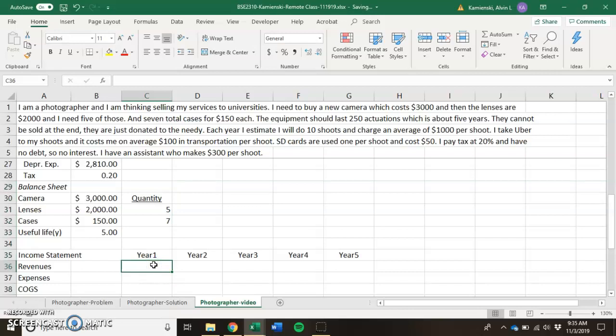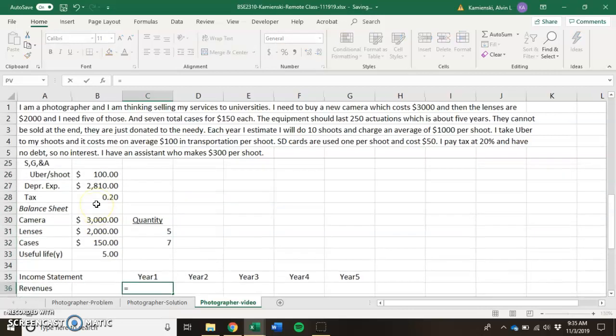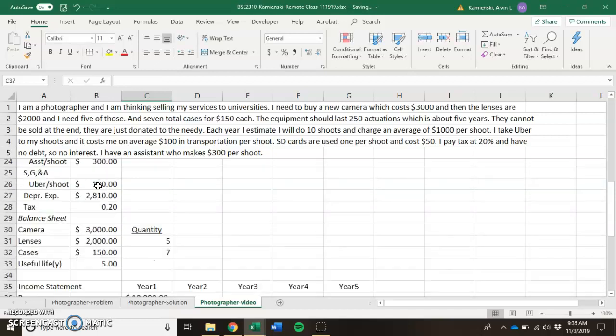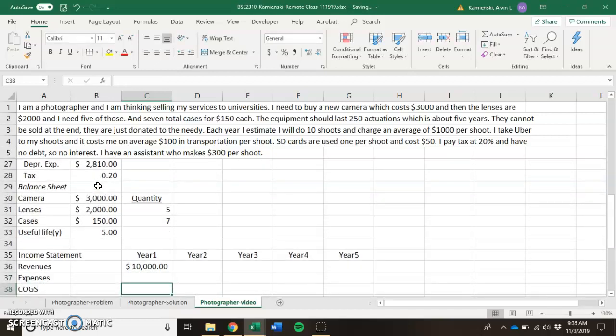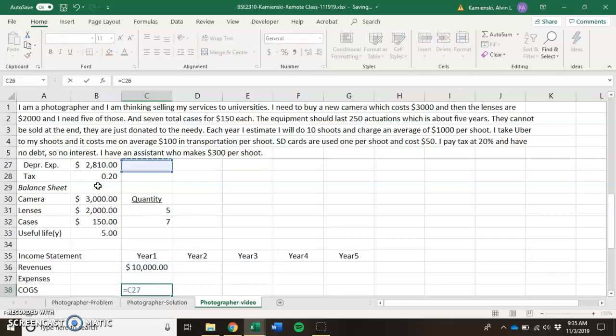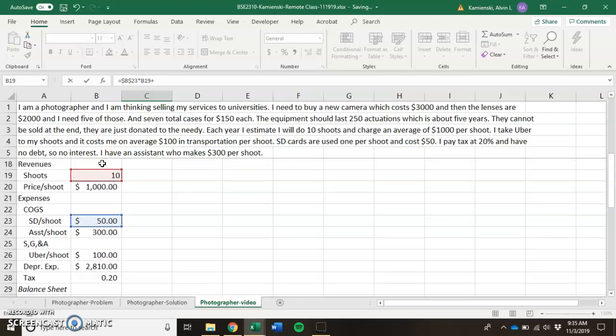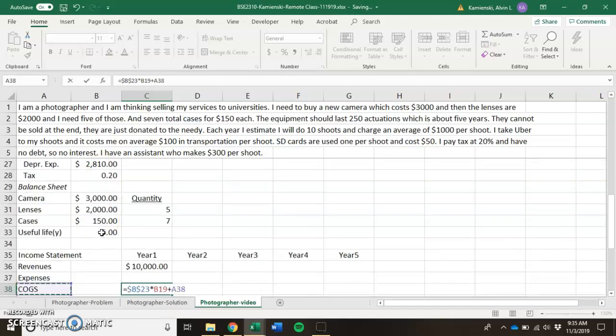a lot of the dollar signs to affix rows and columns. So my revenues are going to be 10 shoots per year, fix it, times $1,000 per shoot, fix it, there's my 10,000. Cost of goods then is going to be equal to SD cards, fix it per shoot, times my 10 shoots, plus my assistant. I want to go ahead and fix that last reference too before we move on.